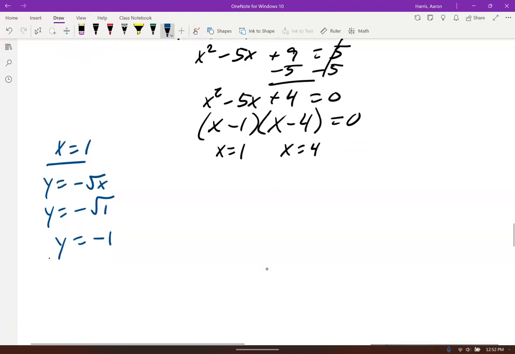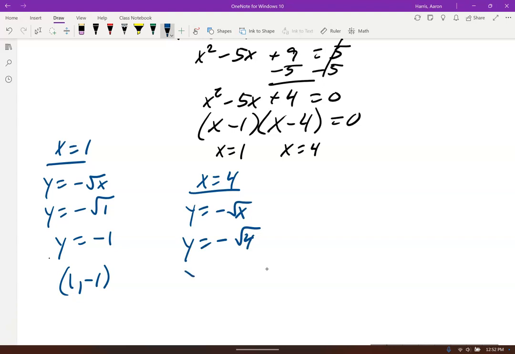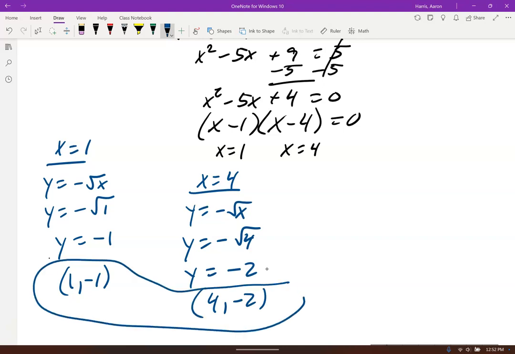So when x is 1, y is negative 1. When x is 4, y is negative root 4, which is negative 2. When x is 4, y is negative 2. So 1, negative 1, and 4, negative 2.